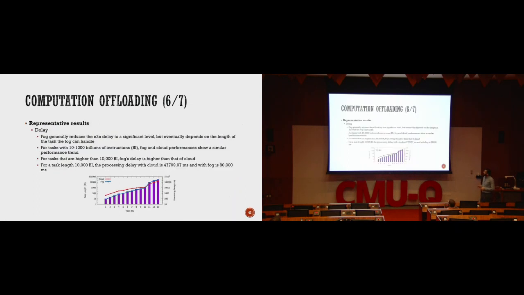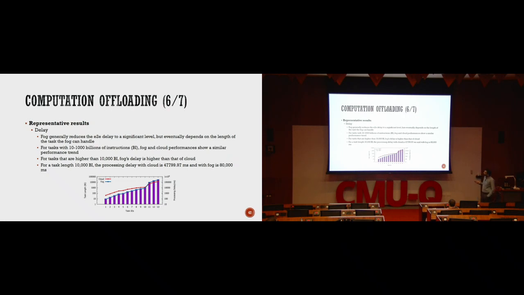Let's see some representative results based on this computation offloading. We already saw some results based on data offloading, so this is related to computation offloading. The purple bars represent the task length in billions of instructions. As you can see here, the tasks grow. The red line represents the delay when you send these tasks to a cloud, versus the blue line, which represents the delay when you send these tasks to a fog. As you can see here, fog's performance is much better than cloud's performance. But is it always the case? No, it's not.